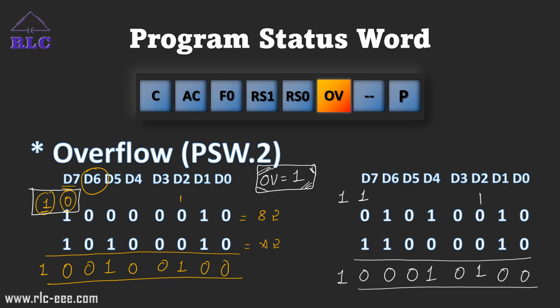So we can say that from both D6 and D7, the carry is generated. From the bit D6 the carry is generated here, and from the D7 bit the carry is being generated. So if both C6 and C7 carry are equal to 1, then the overflow flag will be set to 0. This is with the overflow flag bit.